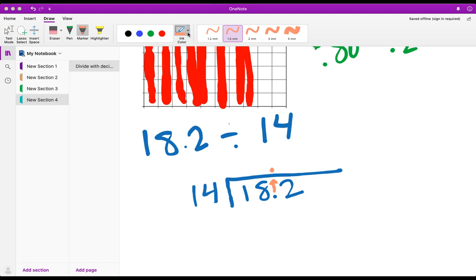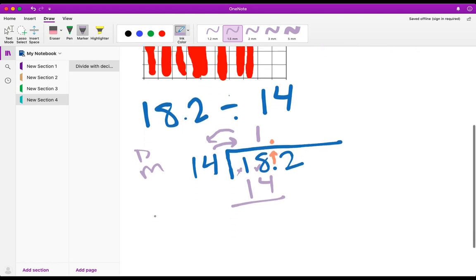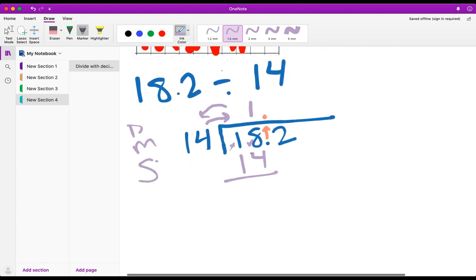So then I'm going to look at how many times does 14 go into 18. So I'm just now going to do good old-fashioned long division. 14 goes into 18 one time. So remember, I'm going to put that 1 over the 8 because 14 cannot go into 1, but it can go into 18. Remember, it's divide, multiply next. Put the 14 underneath, subtract. That's going to give me 4. And then I'm going to bring down the 2.